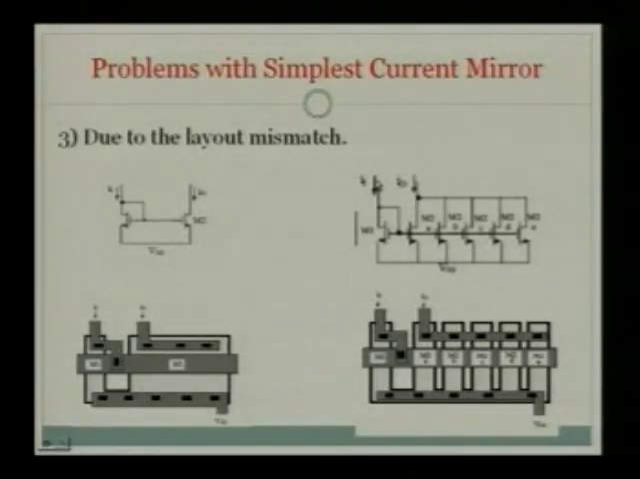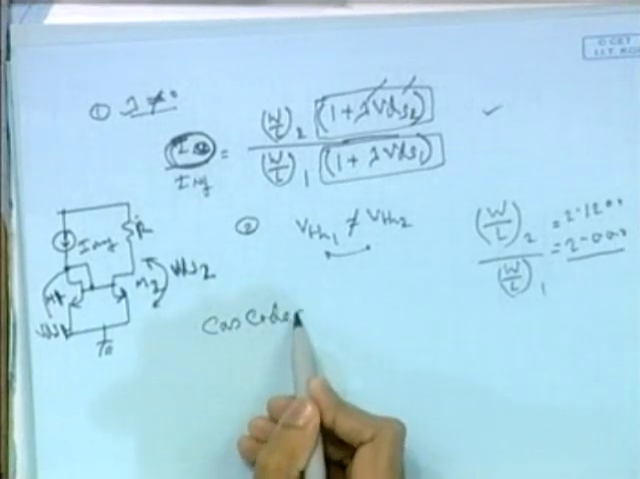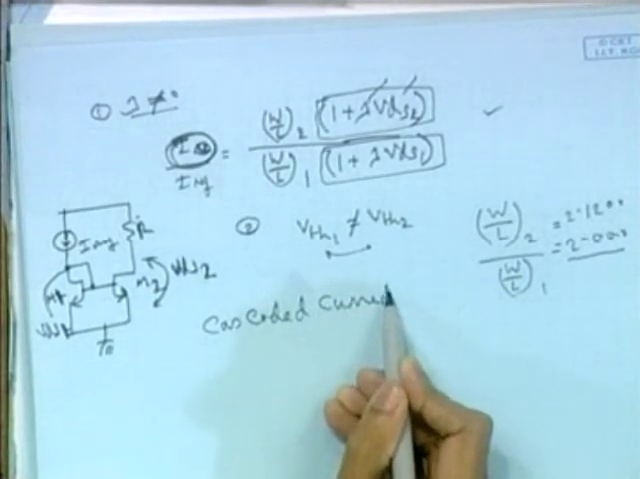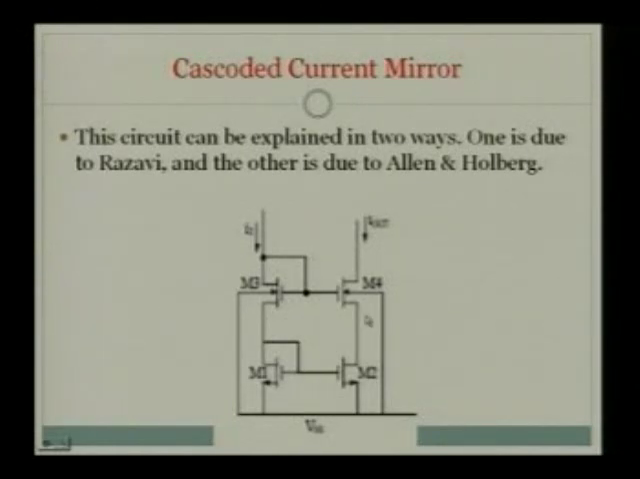So there are several ways to bypass these errors. The most common one they use is the cascoded current source. This is the circuit, and it can be explained in two ways. One is this one, and the other is these two. I will be giving you both explanations and leave it to you to judge which is better.